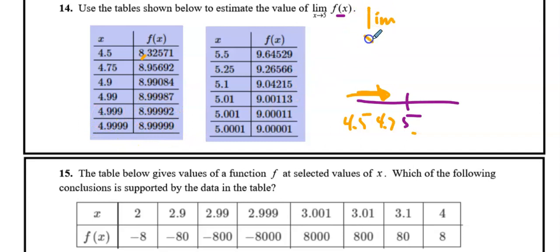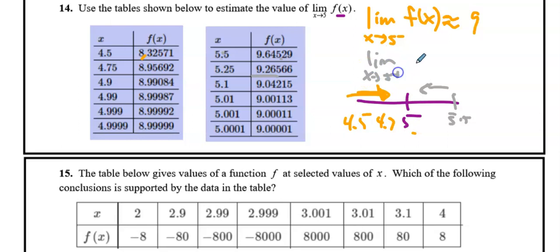So we're going to say the limit as x approaches 5 from the left, and again, I'll get into this more next lesson, is approximately 9. We're not sure, but it's approximately 9. And if I said, okay, let's look at it from the right, as you can see, we start at 5.5 and we're going down to 5.1. So we're going from the right now, and we're going 9.6, 9.2, 9.04, 9.00, 9.0001.